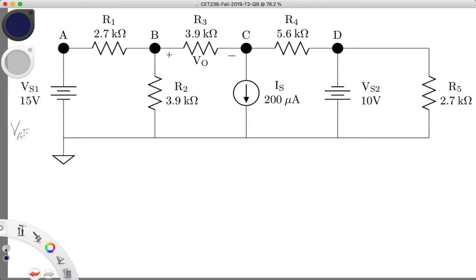VA equals 15 volts, right? There's the reference node, there's node A, and the only thing between them really is the 15 volt supply. And the other thing you can see is the voltage at D is equal to, well, this is 0, that's the plus side, that's the minus side, so that is a drop of 10 volts. So VD is minus 10 volts.